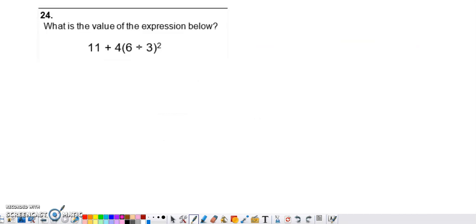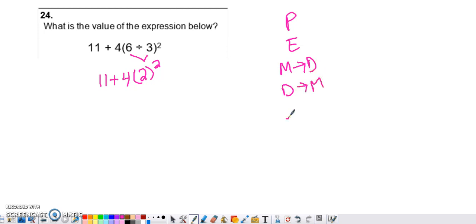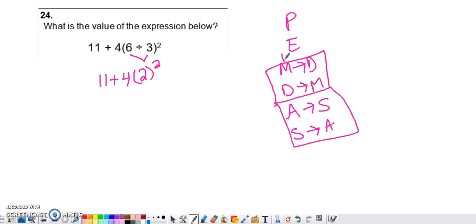Here we go. Number 24, what is the value of the expression below? Okay, so here's PEMDAS again. Start off with parentheses. 6 divided by 3 is 2. Put it back in parentheses for now. Put the exponent on the outside. Put the 4 on this outside. Plus 11. Parentheses, exponents, multiply or divide, and then add or subtract, or subtract and add, either one, whichever one you see first when you're reading left to right.